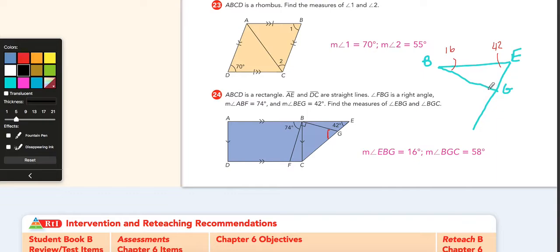We're looking for this angle right here, which is an exterior angle to this triangle. Remember, to find this exterior angle, we look at the two opposite interior angles. So 16 plus 42 is going to give us 58. So there's our answer, 58. 42 and 16 is 58. Those are the two opposite interior angles. Together, the sum of them is equivalent to this exterior angle.